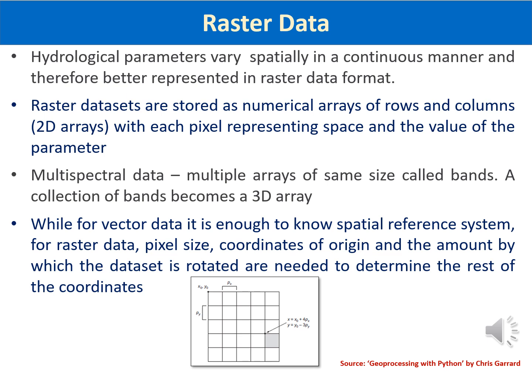While for vector data it is enough to know the spatial reference system, since the vector data is stored in the form of vertices with the spatial data, so coordinates are known, for raster data you need to know the pixel size, the coordinates of the origin, and the amount by which the data set is rotated, which we call the affine transformation. They are needed to determine the rest of the coordinates. So if you consider the top leftmost corner as the origin, and you know the size of the pixel and the orientation of this array, you can calculate the coordinates of the remaining points.